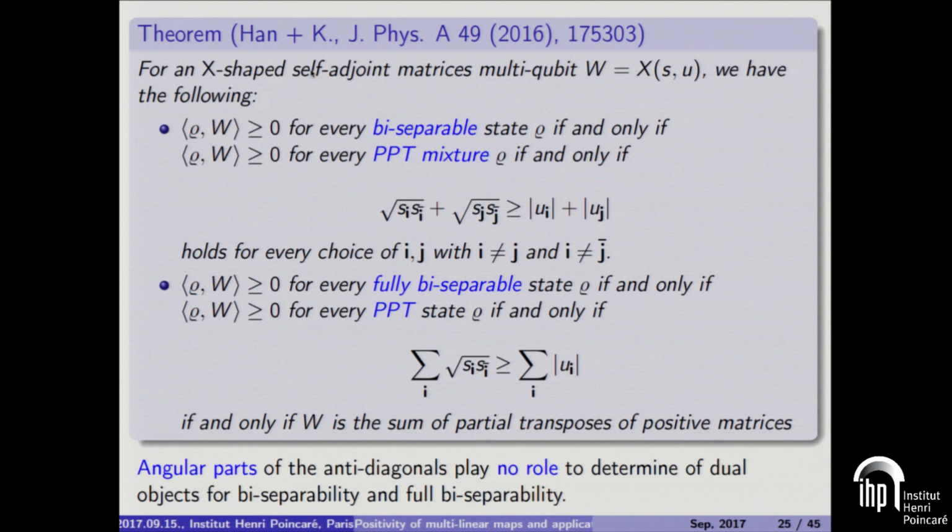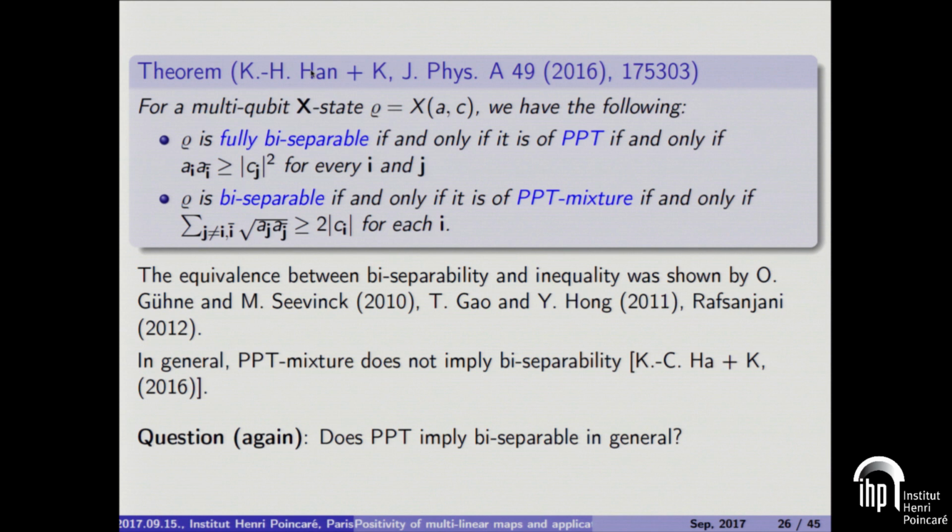Of course, with this kind of characterization of the positivity of the bilinear maps, it is easy to get the entry-wise characterization of the full biseparability and biseparability. Actually, this kind of condition is already found by quantum physicists, but we add some here. This full biseparability and biseparability is equivalent to the corresponding notion of the PPT.